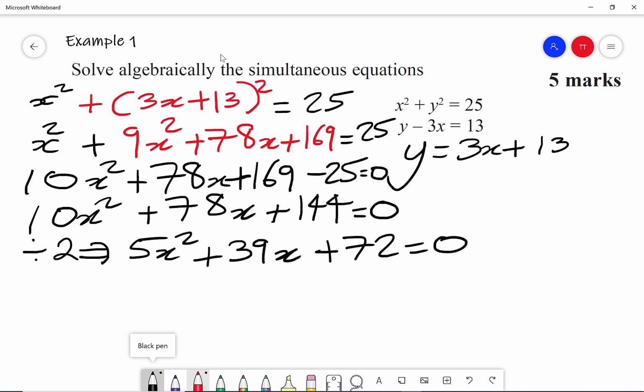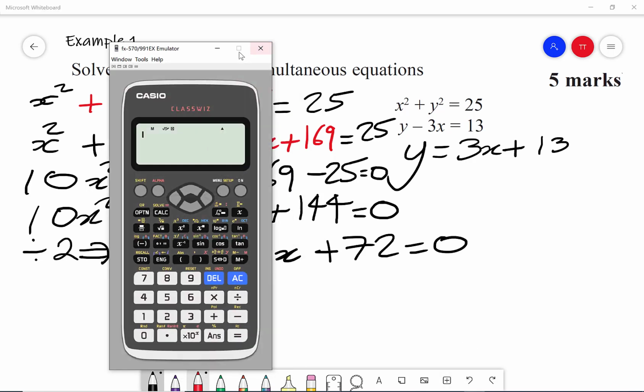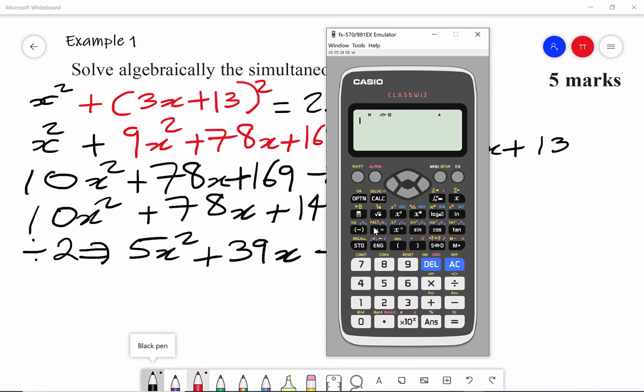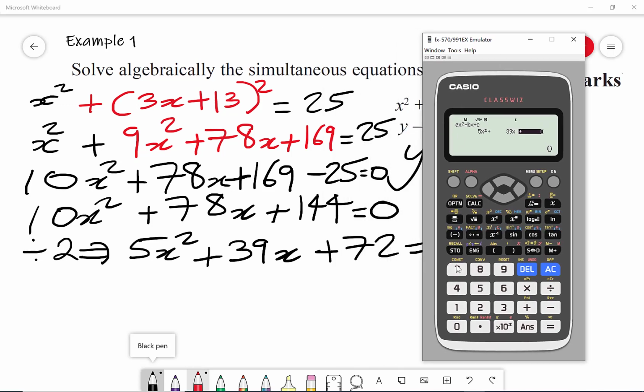So what we've got here is a quadratic equation. I can use my calculator to solve that. So we can press menu, press the alpha button, press the minus key. You're going to press 2 for polynomial, and it's a quadratic, so it's going to have degree 2. So we can put the coefficients in. So we get 5x squared, 39, and that will give me 72. So I get minus 3 is my first solution.